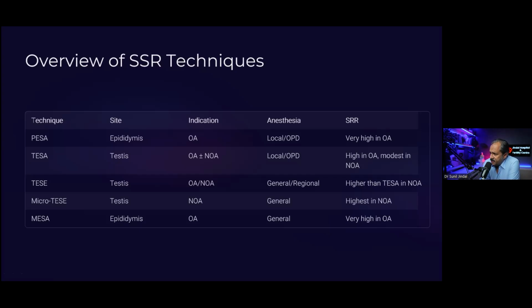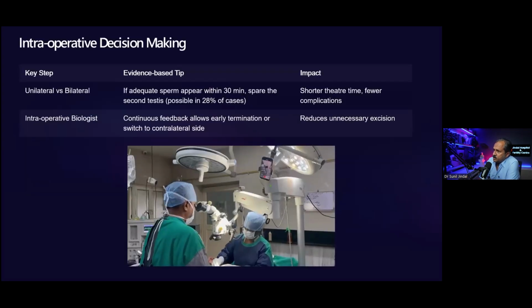TESE is taking out a small biopsy, which is better than TESA. But the gold standard again is micro-TESE and MESA. In MESA, you open up the epididymis under a microscope. You see it under a microscope, so the retrieval and the amount of sperm you get is much higher in obstructive azoospermia. So it is microscopic epididymal sperm aspiration. And then you have micro-TESE. This is the gold standard for non-obstructive azoospermia, and this is the best for non-obstructive azoospermia.